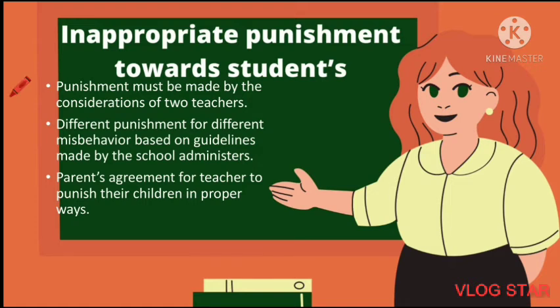The first punishment must be made with the consideration of two teachers. Different punishment for different misbehavior based on guidelines made by the school administrators. And parents' agreement for teachers to punish their children in proper ways. The punishment may take the form of suspensions, corporal punishment, manual work, expulsion, dismissal, isolation, detention after school, scolding, written lines, restitution, being sent to the headmaster, and being deprived of certain privileges.